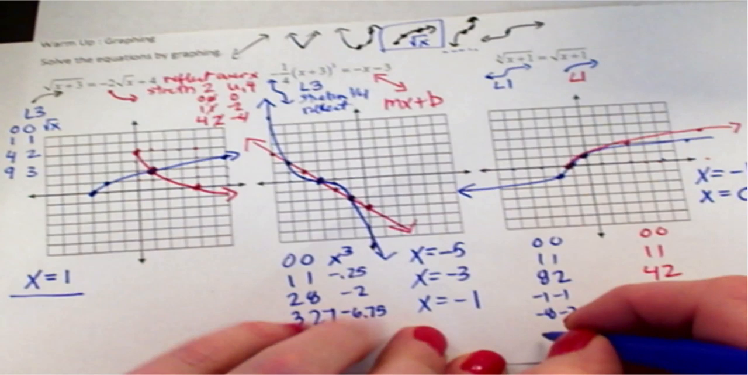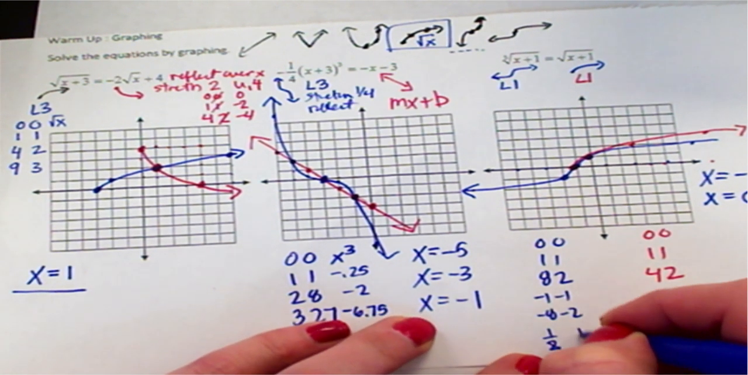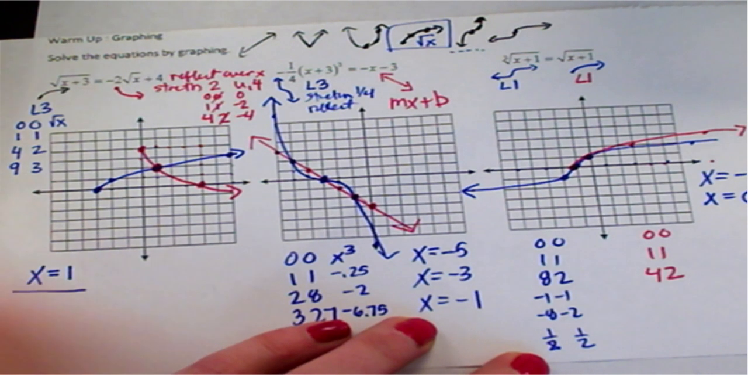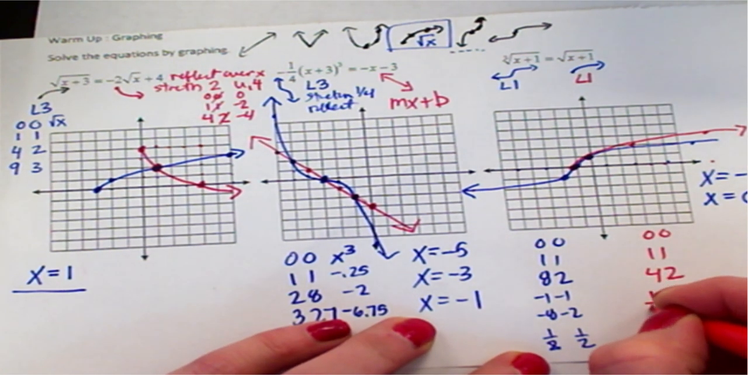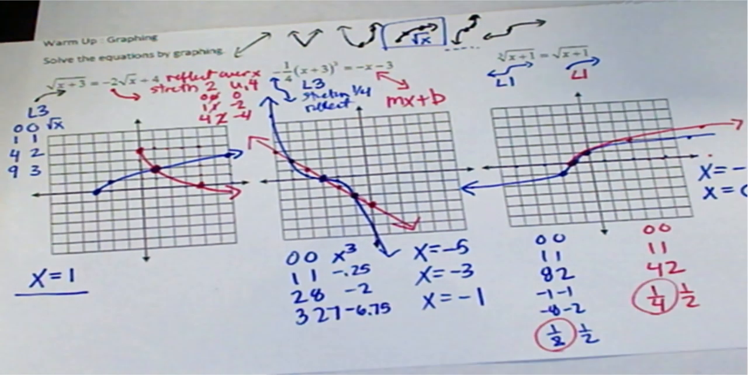What is 1/2? Let's go. What's 1/8 cubed? 1/2. What is 1/4 square rooted? 1/2. They're not the same numbers.